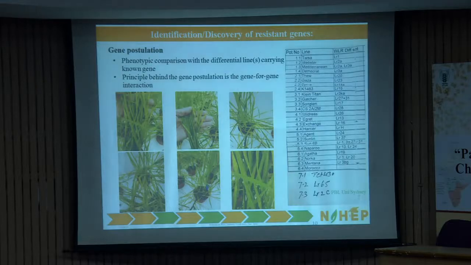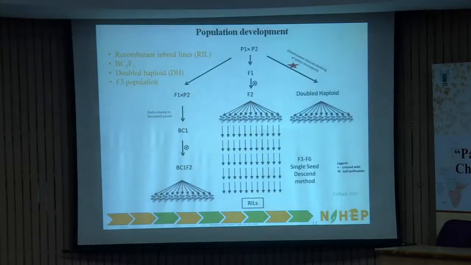So the next thing after the gene postulation, you know there is a resistance gene, you postulated it, you guess that it is a new gene. What is your next step? It is to develop a population. You cross the plant which has that particular gene with a susceptible plant, and you will develop a mapping population. We have lots of options to develop a mapping population.